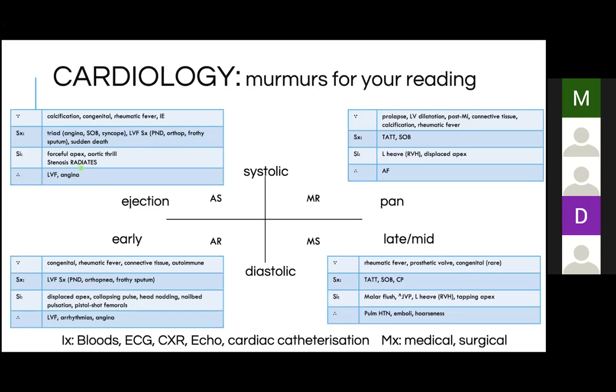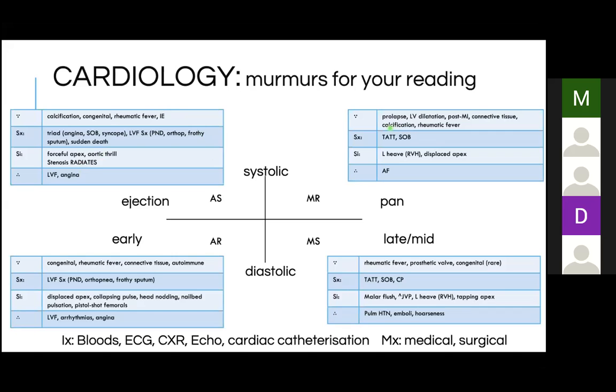And then the signs, forceful apex beat, aortic thrill, and then the murmur itself radiates up towards the carotids, and that's how you can tell the difference between aortic stenosis and aortic sclerosis. So aortic stenosis is pathological. Aortic sclerosis happens with age, and how you can differentiate between the two is aortic sclerosis will be localized to the second intercostal space. It doesn't radiate anywhere else. It generally is unchanged with inspiration or expiration.